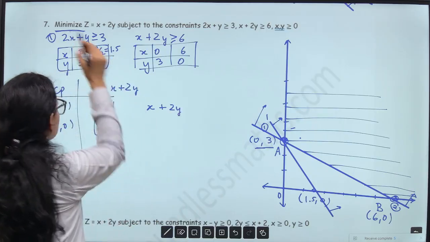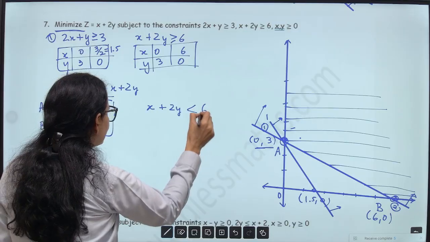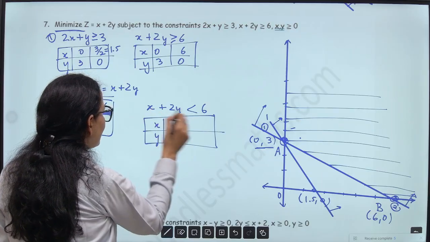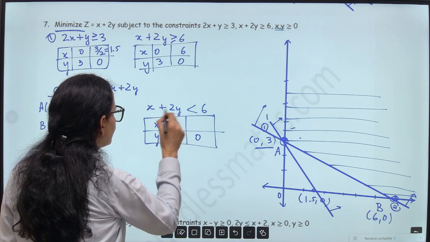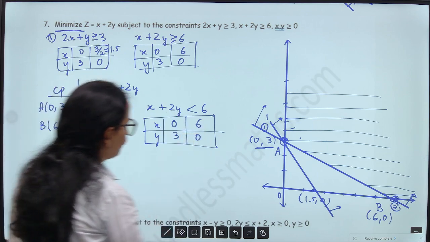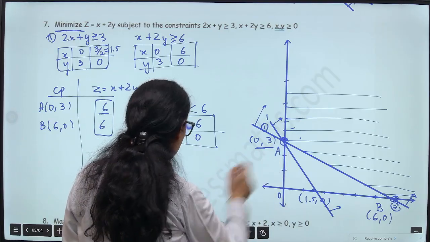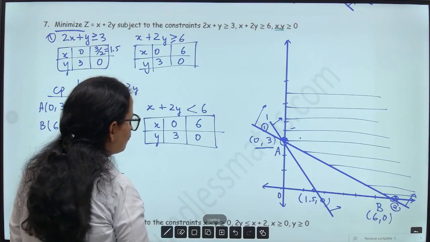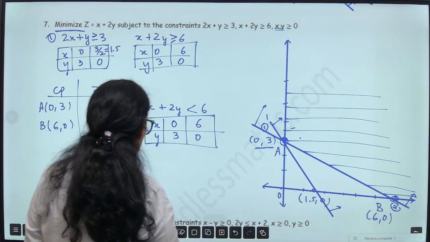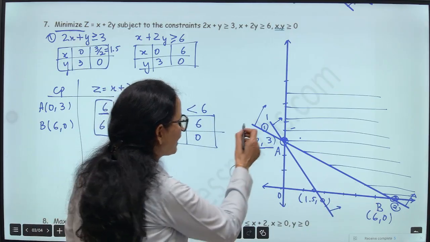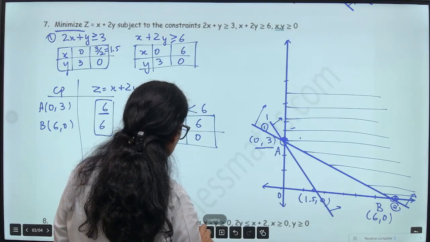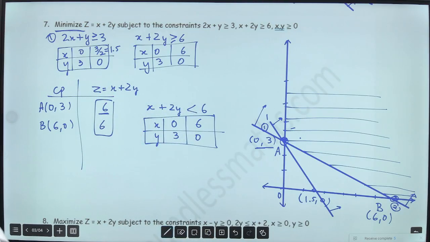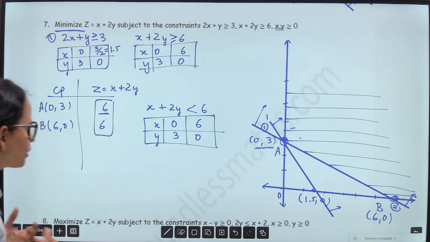Because it is to be minimized, I'll put the less than sign and 6, and now we need to plot the graph of this objective function also. If x is 0, y will be 3. If y is 0, x will be 6. So let's plot the graph. X is 0, y is 3. Again the same point. And 6 and 0. So that means the objective function is coinciding with this line AB. So what happens when the objective function is coinciding with one of the inequalities? All the points on this line are a solution.